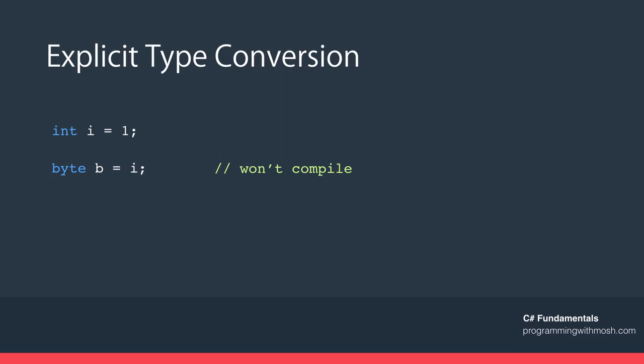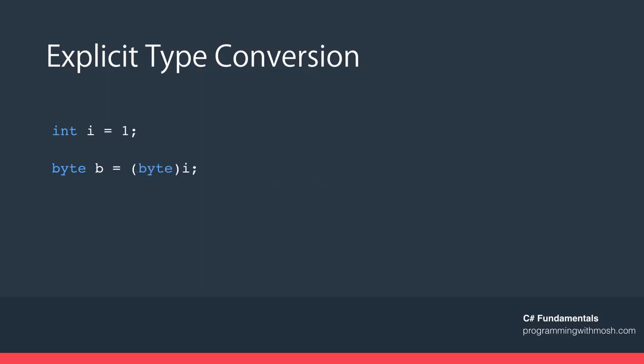Now, data loss doesn't always happen. It only happens if the value we stored in the integer is beyond the capacity of a byte. In this example, 1 can be stored in a byte, so no data loss will happen. But if we had, let's say, 300 here, we cannot store 300 in a byte. So as a result of that conversion, data will be lost. When the compiler knows that there is a chance for data loss, it doesn't allow implicit type conversion. And you need to explicitly tell the compiler that you're aware of the data loss and you still want to go ahead with the conversion.